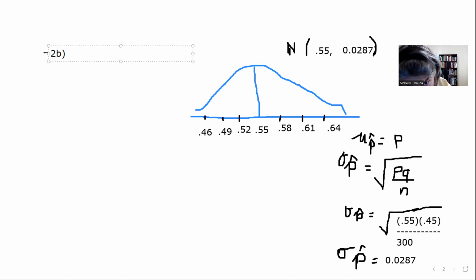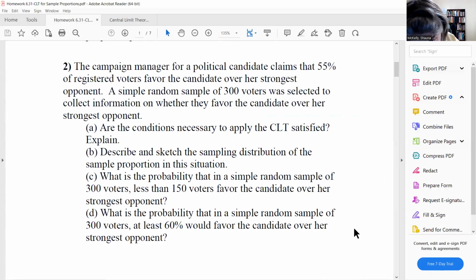Now, continuing our process, we're going to go on to 2c, to see what is the probability that in a simple random sample of 300 voters, less than 150 voters favor the candidate over her strongest opponent. So we're talking about our sample here. Notice they didn't give us a percentage, they gave us an X. So we have to turn this into a percent. Let's take a look at that. Part C, probability that in a simple random sample, less than 150 voters.